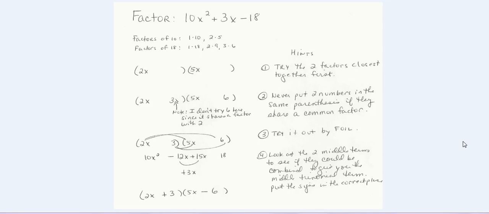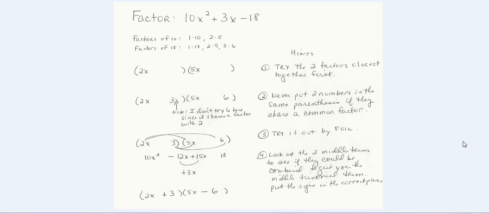Hi, I thought I'd make a video on factoring trinomials whose leading coefficient is other than 1. I think this gives a lot of students trouble. So I've written an example down, and the way I like to do this is called trial and error. My example here is 10x squared plus 3x minus 18, and we're looking to factor it.